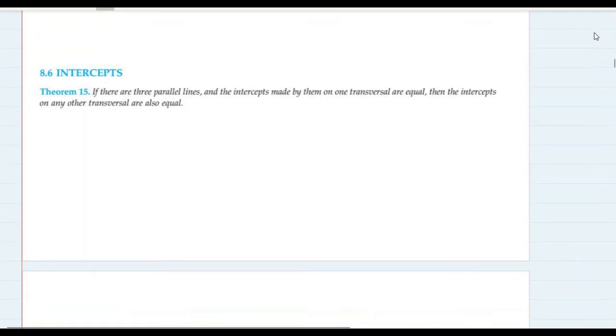The theorem says that if there are three or more parallel lines, but minimum there should be 3 parallel lines, and the intercepts made by them on one transversal are equal, then the intercepts on any other transversal are also equal.